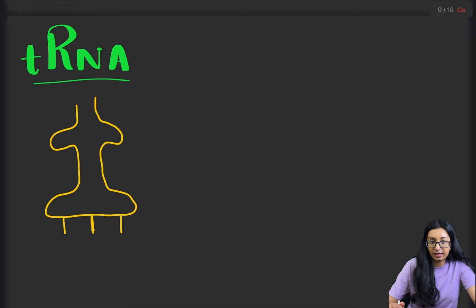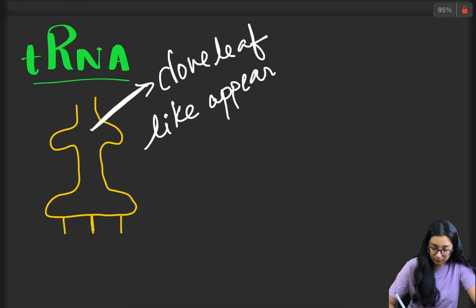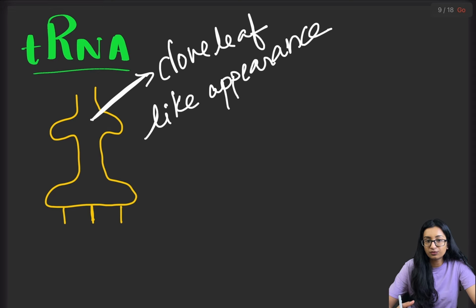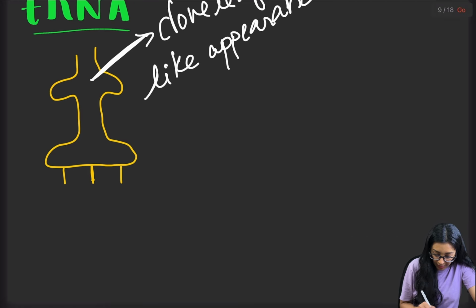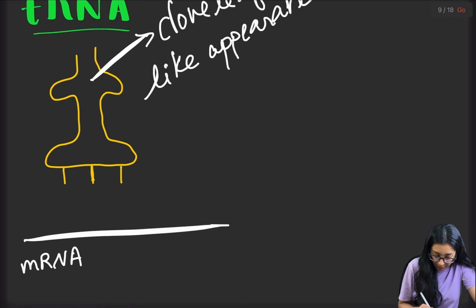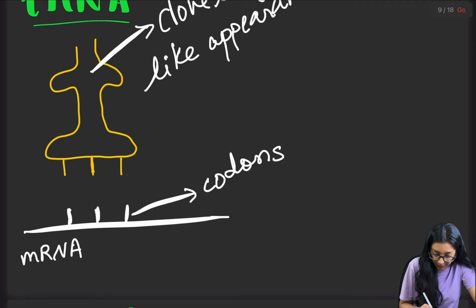The next is tRNA. tRNA has a clover-leaf-like appearance. It has the function of transferring amino acids to the protein molecule. For example, here we have an mRNA. mRNA will have three-base codons here. For example, here we have AUG. So in tRNA, A will bind to U, U will bind to A, and G will bind to C. So the anticodon should be UAC.